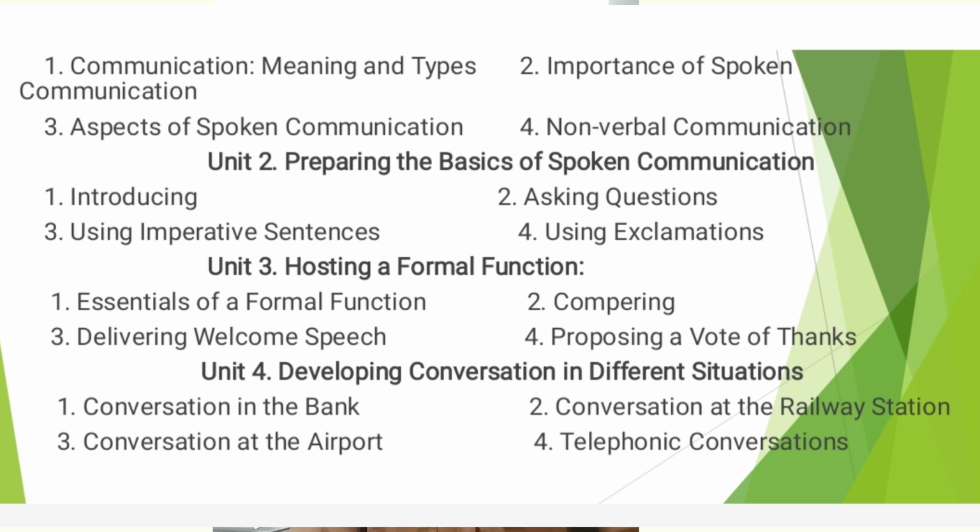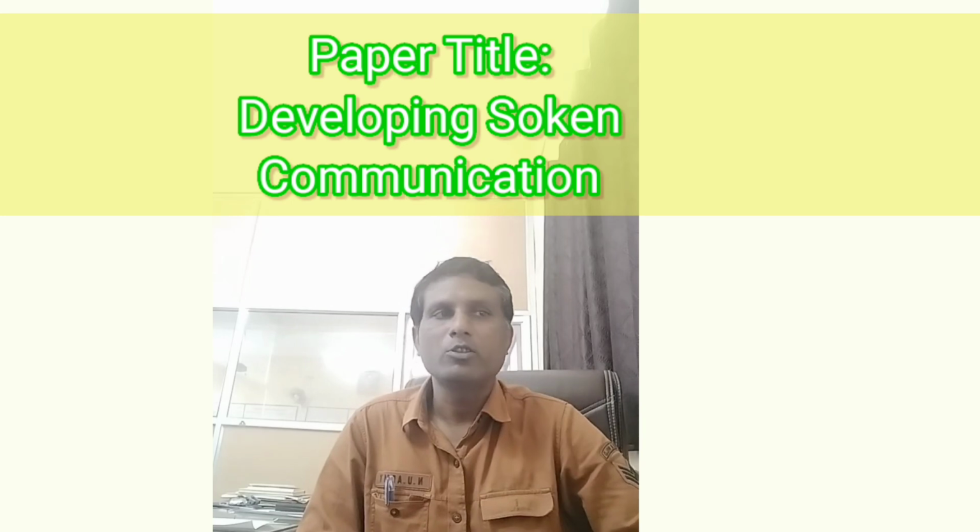These 4 units are again subdivided into 4 parts. For example, in the first unit, you have communication, meaning and types. Number 2 is importance of spoken communication. 3 is aspects of spoken communication. 4 is non-verbal communication. In the second unit, you have introducing, asking questions, using imperative sentences and using exclamations. In unit number 3, you have essentials of formal function, compering, delivering welcome speech, proposing a vote of thanks. And in the last unit, you have conversation in the bank, conversation at the railway station, conversation at the airport, and telephonic conversation. You can also look at your screen and take the screenshot if you want your syllabus to be with you. Now, we'll start talking about contents of the syllabus.